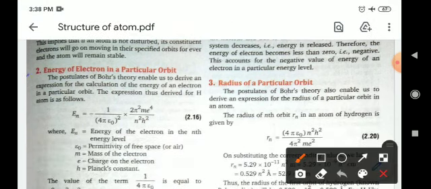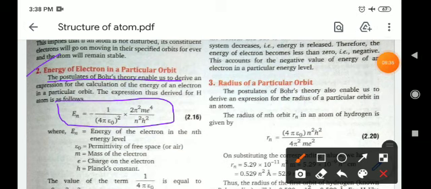Second one, energy of an electron in a particular orbit. He gave a relationship for the calculation of energy for any orbit. The postulates of Bohr's atomic theory enable us to derive an expression for the calculation of the energy of an electron in a particular orbit. So for that, En is the energy for the nth orbit, where small n will be 1, 2, 3, 4, 5, any shell you can take, and you can put the value of that shell and calculate the energy.